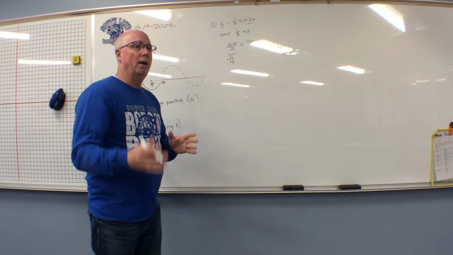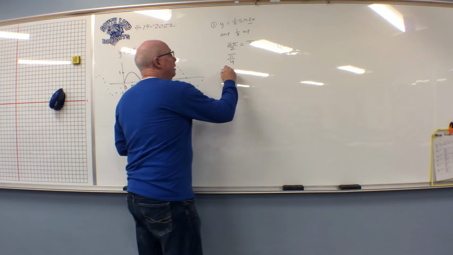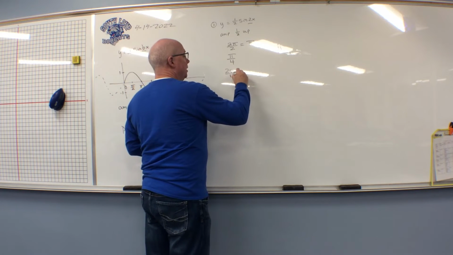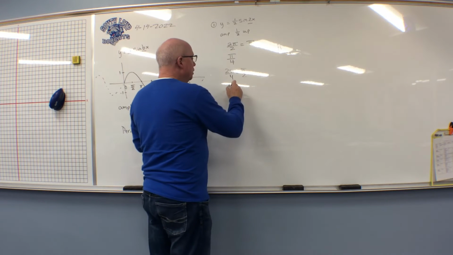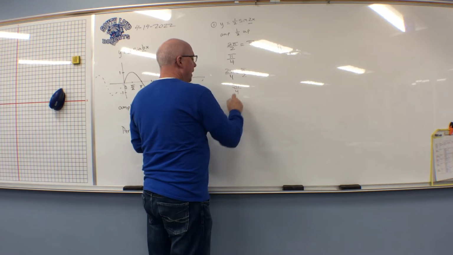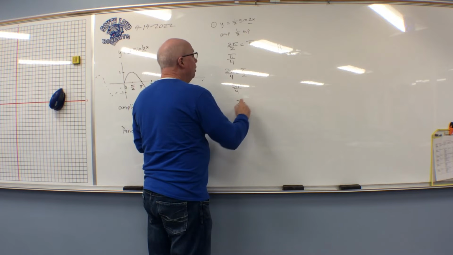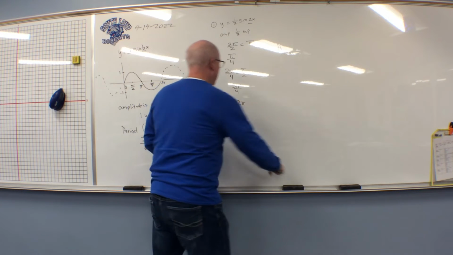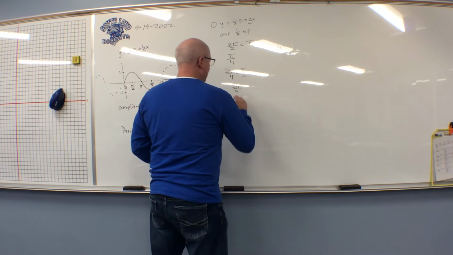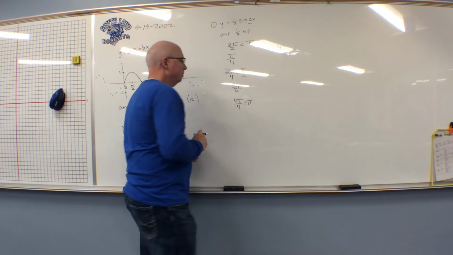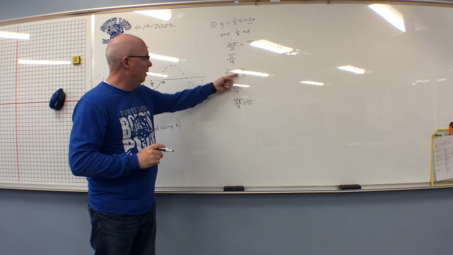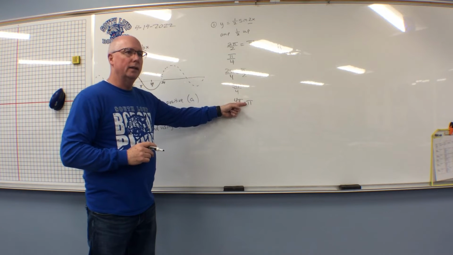So the first one's at pi over 4. The second one's at 2 pi over 4, which is pi over 2. The next one's at 3 pi over 4, and the last one's at 4 pi over 4. So it's at pi. So they're all pi over 4 apart. Do you see that?